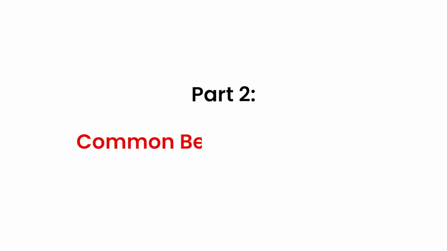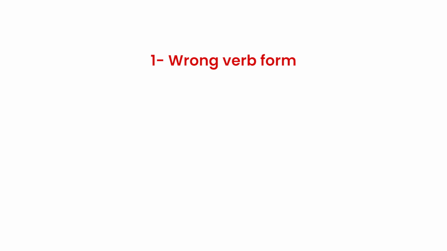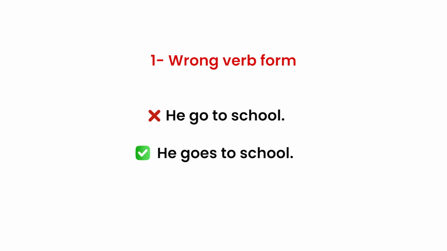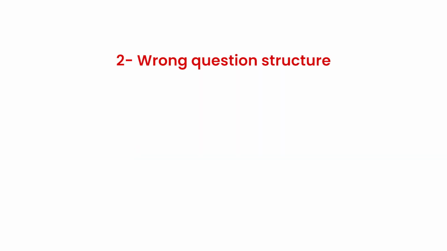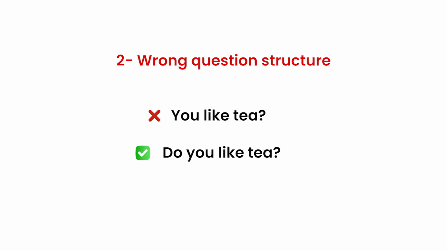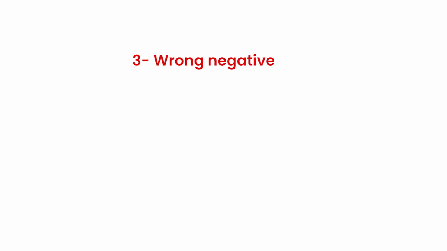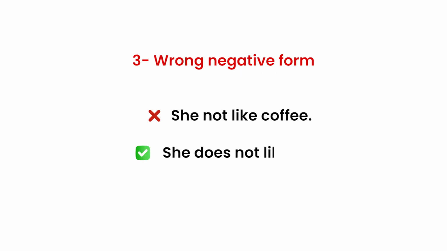Part 2. Common beginner mistakes. Number 1. Wrong verb form. He go to school. He goes to school. Number 2. Wrong question structure. You like tea? Do you like tea? Number 3. Wrong negative form. She not like coffee. She does not like coffee.